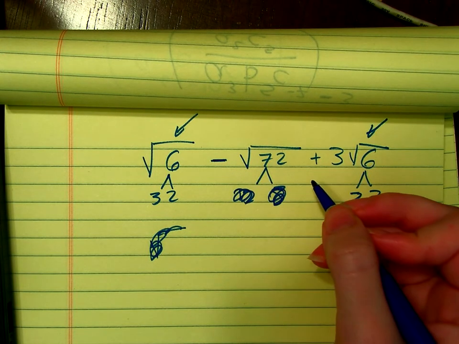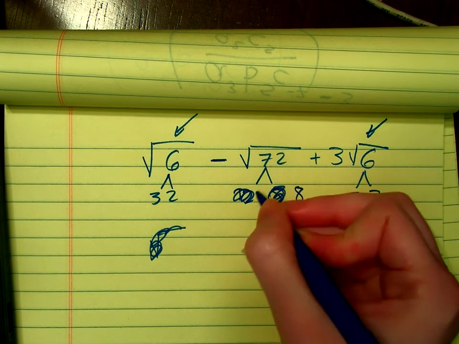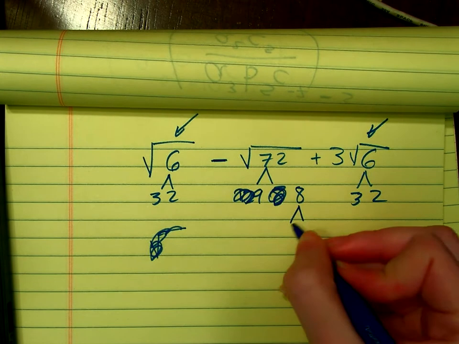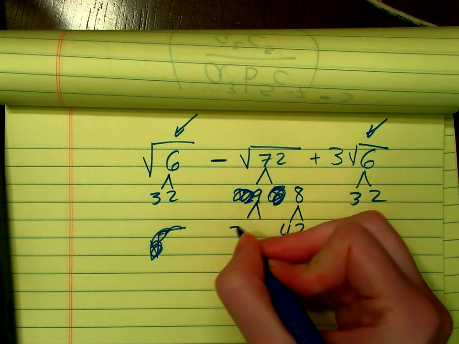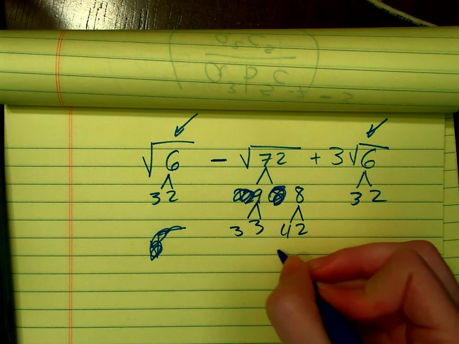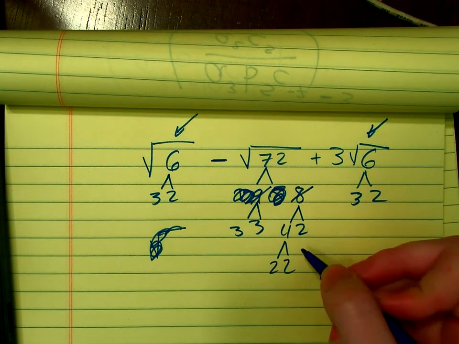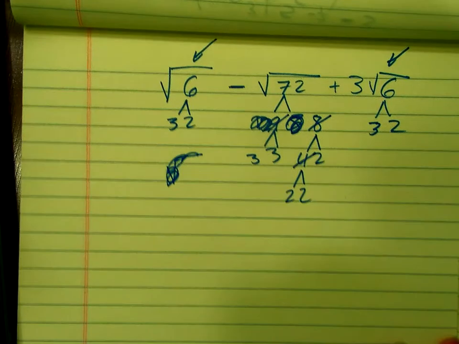72 breaks down into 8 times 9. I am a complete liar. 8 times 9. So 8 then breaks down into 4 times 2. 9 breaks down into 3 times 3. 4 breaks down again into 2 times 2. And I'm going to go ahead and cross off my middle step.